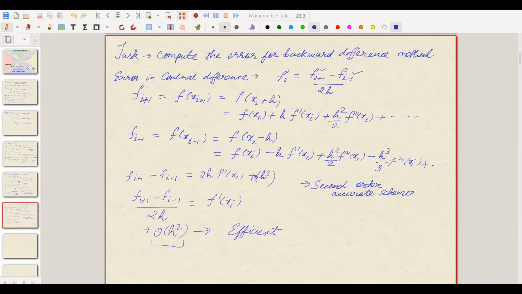I have done this so that for every iteration h is decreasing by 10: 0.1, then 0.1 by 10 is 0.01, then 0.001, so on. 10 to the minus 1, 10 to the minus 2, 10 to the minus 3, minus 4, like that. I am decreasing the step size, then we will see error versus the step size. It is not the fact that if you decrease the step size, you will always get accurate results. This is the fact I want to show.